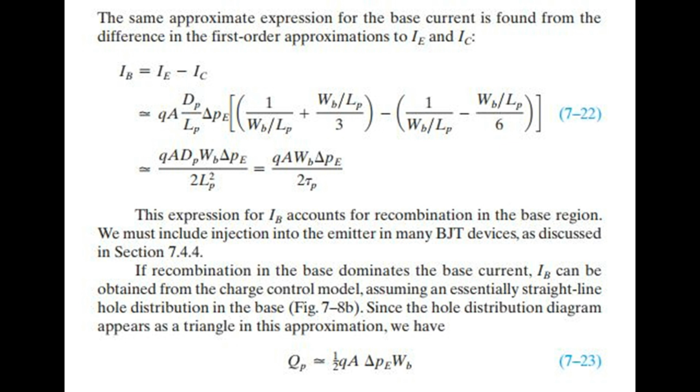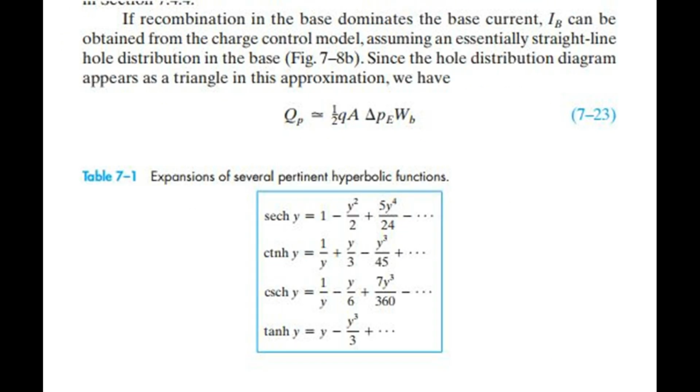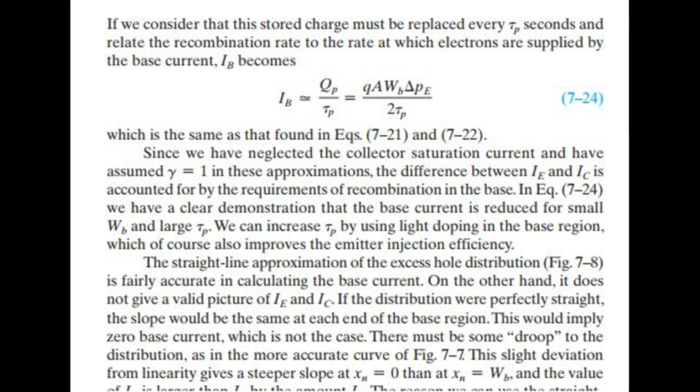We must include injection into the emitter in many BJT devices, as discussed in Section 7.4.4. If recombination in the base dominates the base current, I_B can be obtained from the charge control model, assuming an essentially straight line hole distribution in the base, Fig. 7.8b. Since the hole distribution diagram appears as a triangle in this approximation, we have, with the Table 7.1 expansions of several pertinent hyperbolic functions, the stored charge. If we consider that this stored charge must be replaced every tau_p seconds and relate the recombination rate to the rate at which electrons are supplied by the base current, the expression becomes the same as that found in Equations 7-21 and 7-22.